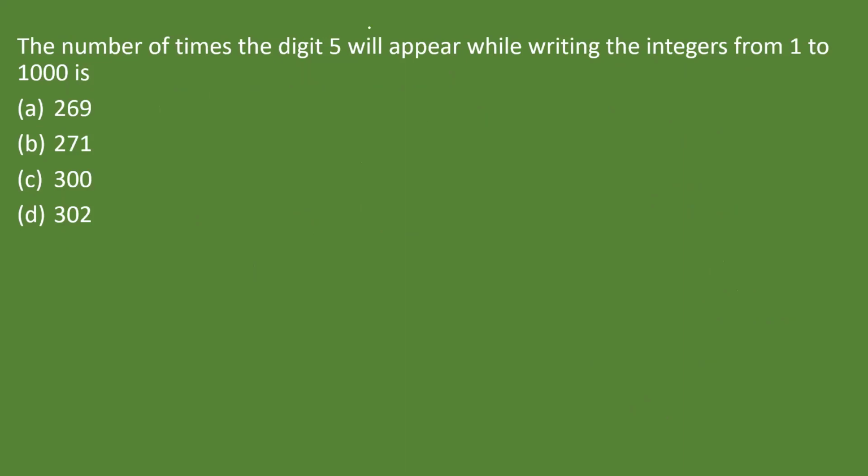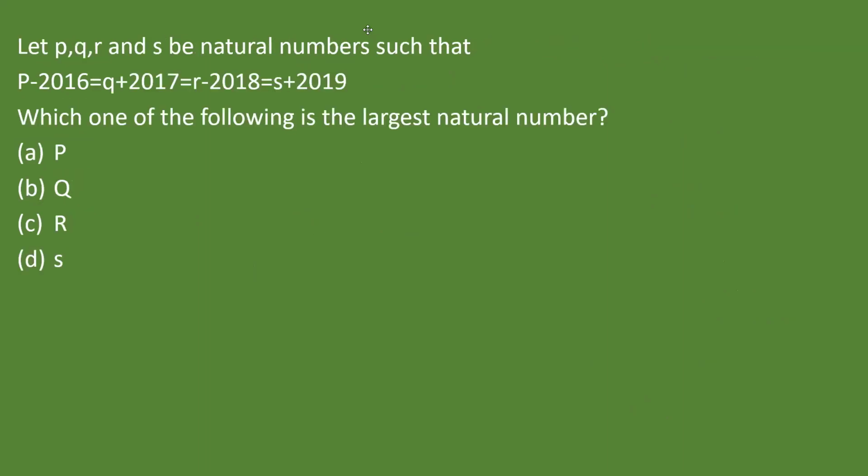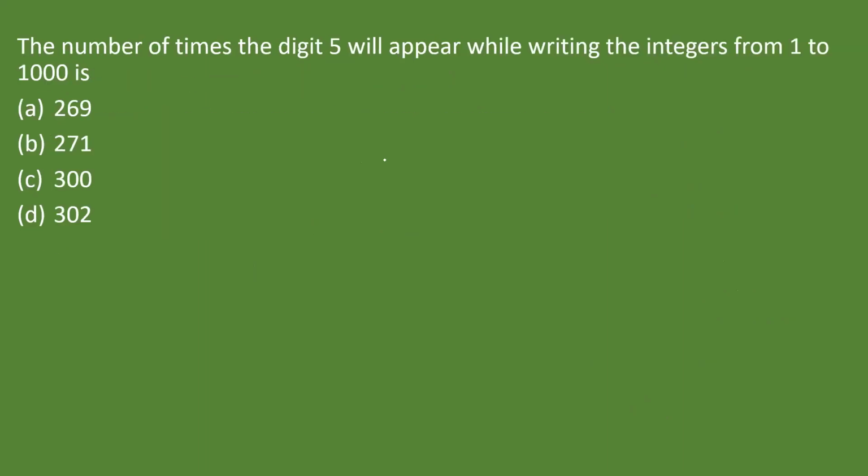Okay. The number of times the digit 5 will appear while writing the integers from 1 to 1000. So we need to find how many times the digit 5 will appear. Please don't count with the help of fingers or something. Do it in this manner. How many times will we get it in the units place, how many times in the tens place, and how many times in the hundreds place. Thousands place is not possible, because the maximum value is 1000.